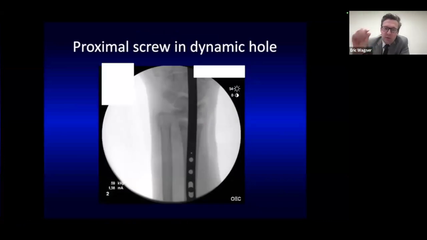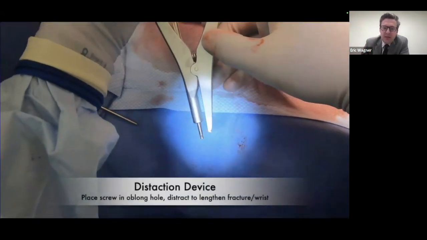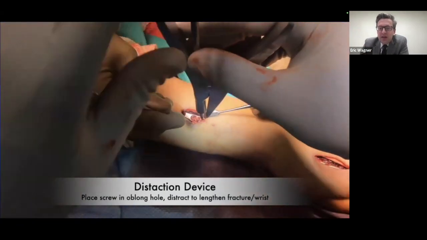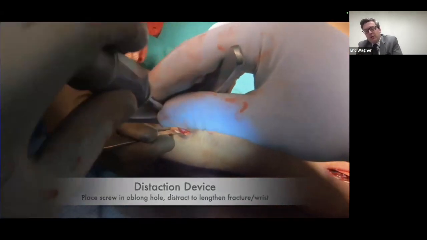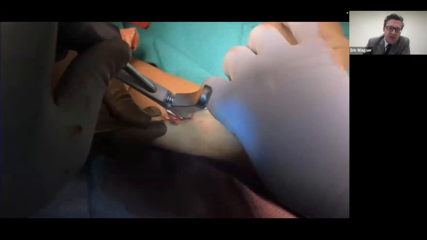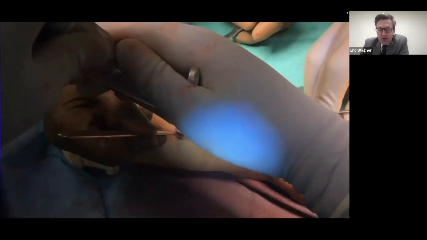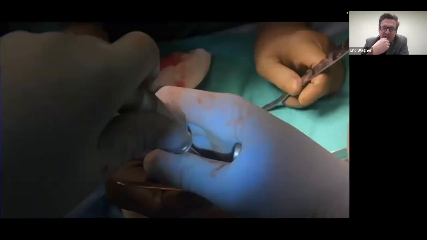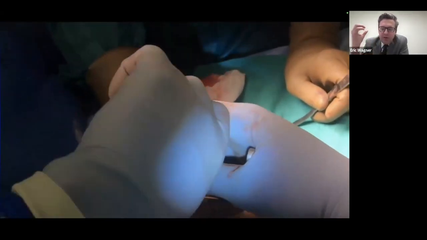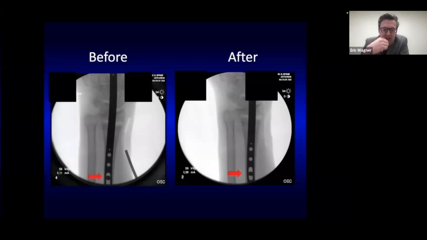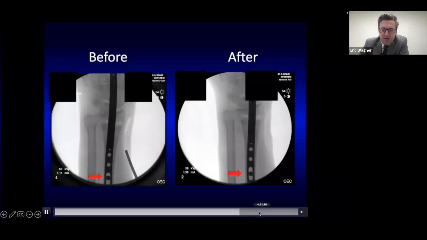When you're placing your proximal screws in that dynamic hole, you can distract a fair amount. You want to make sure you're distracting enough to get them back to an anatomic length, but you don't necessarily want to distract so much that you have some tendon issues and cause finger stiffness, which can really happen with these. So you can either just pull it yourself, or if you have a distraction device, you can distract it and get it to a reasonable height and a reasonable reduction. And then you can fix it in place with the rest of these screws.